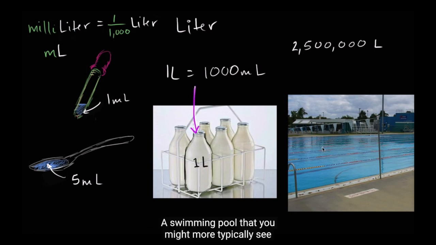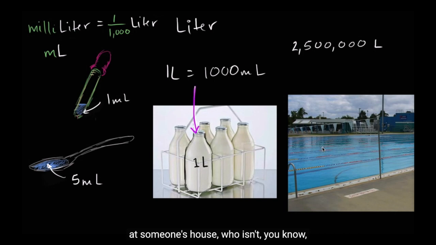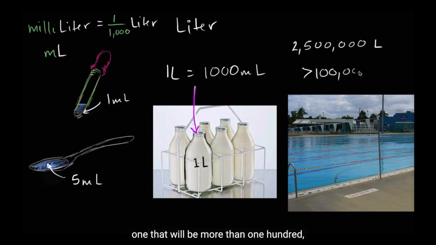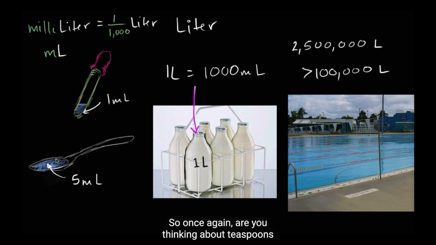A swimming pool that you might more typically see at someone's house, so kind of a house-sized swimming pool, is still going to be, it's not unusual to see one that'll be more than 100,000 liters. So once again, when you're thinking about teaspoons or drops from a dropper, you're thinking in the milliliter range. If you're thinking about the type of something that you might drink in a day or that your family might drink over, say, a week, you're thinking in really the liter range. And if you're thinking about how much fluid it would take to fill a swimming pool, now you're talking in the tens of thousands or hundreds of thousands or even millions of liter range.